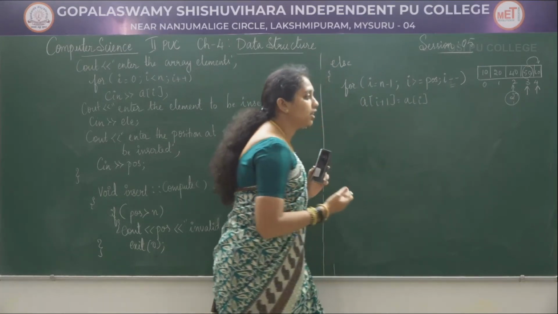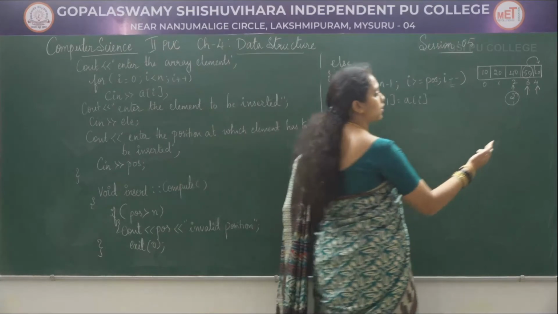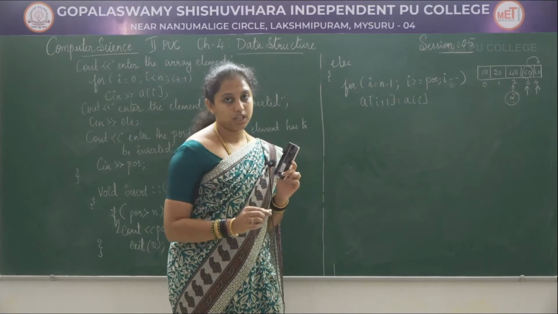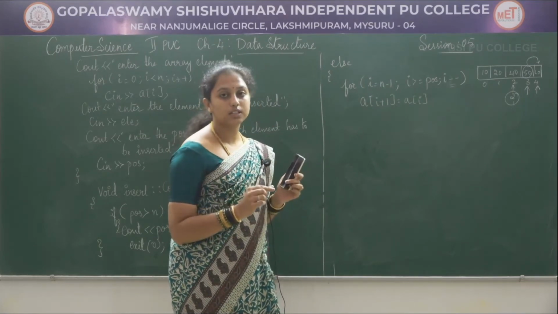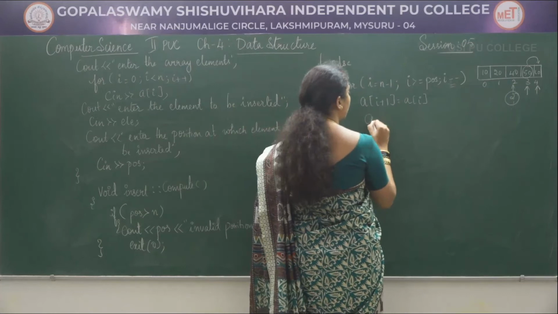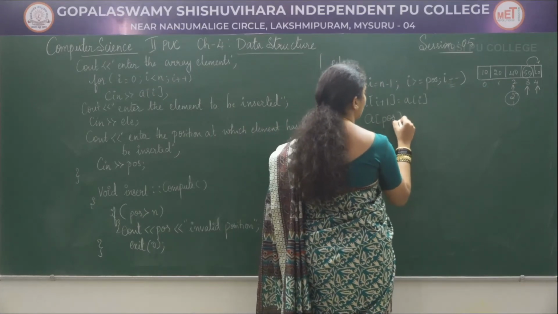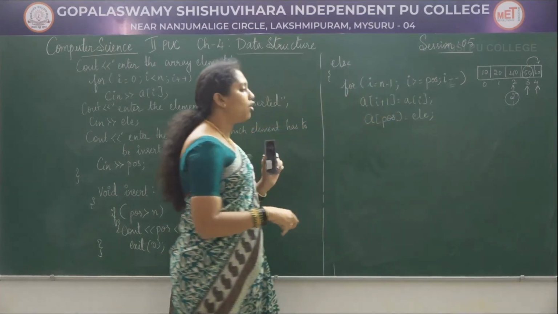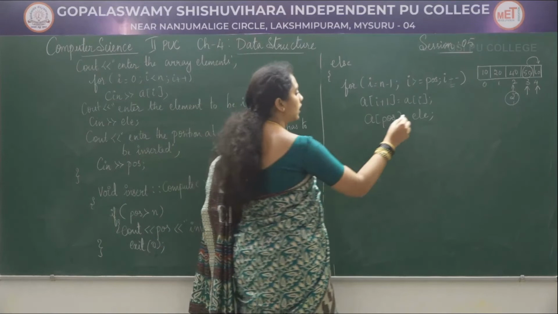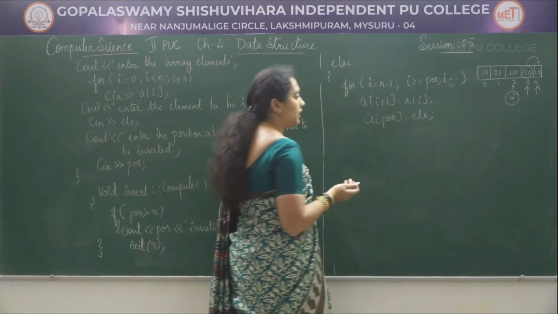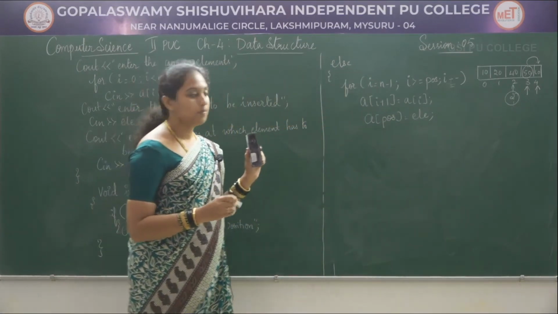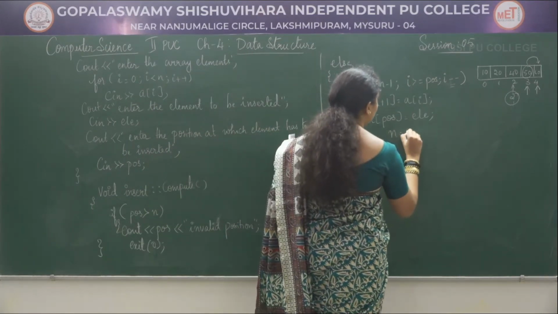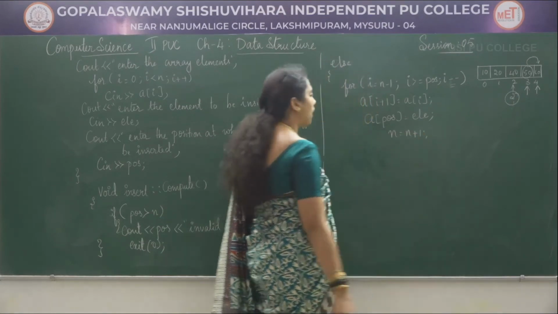So after shifting all the elements from the last position till the required position, the position becomes empty. So at that position I have to insert the item, that is A of position is equal to element. So after inserting an element into an array, the size of the array is increased by 1, that is n is equal to n plus 1.